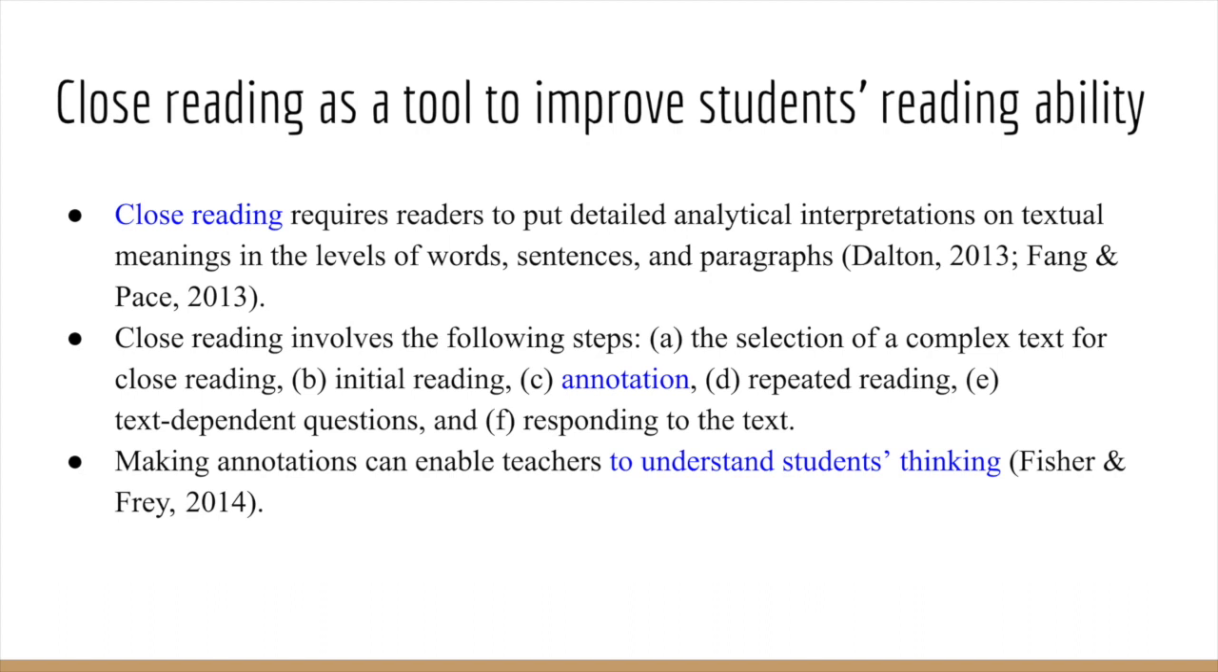In general, when students do close reading, they would first select a complex text for close reading, then do initial reading, make annotations, do repeated reading, raise text-dependent questions, and respond to the text. In particular, when students make annotations, they may underline main ideas, circle unclear words and phrases, and write notes to summarize the text. This procedure can enable teachers to understand students' thinking.